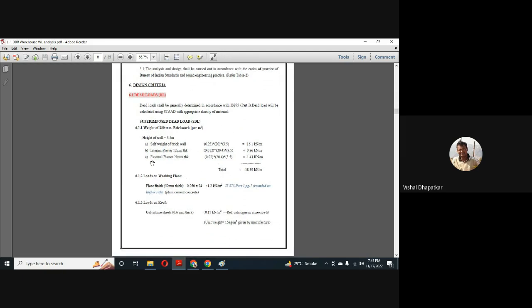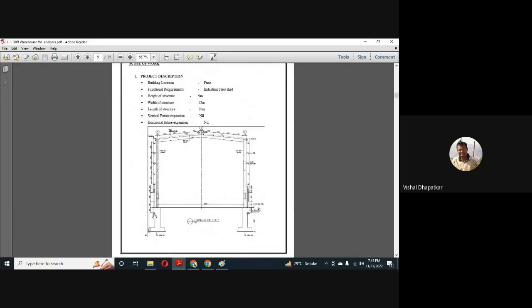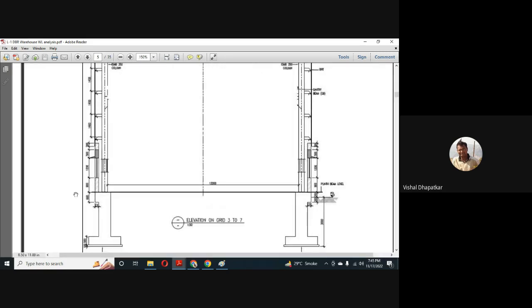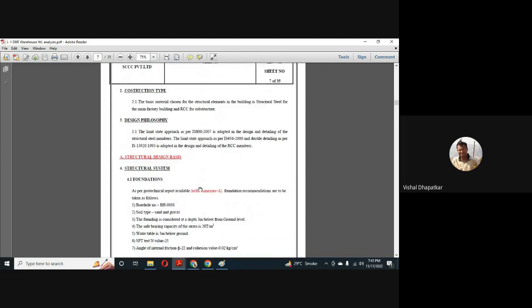Then what is the design criteria here? So we are following IS 875 Part 1 for the loading. So these are the loads, height of wall. These loads are calculated to get the load on the foundation, not on the structure, because all the self-weight of brick and internal plaster are supported directly on the grade, not on the structure. So if you can see, it will be supported on the grade level, at this level. So all the load will be transferred directly to the soil.